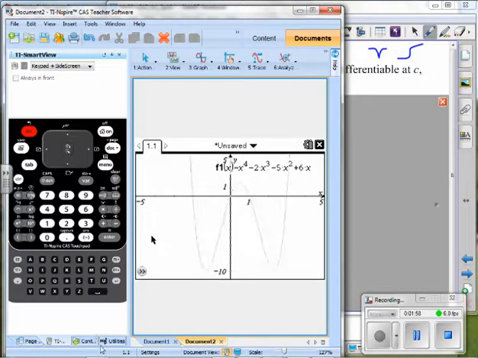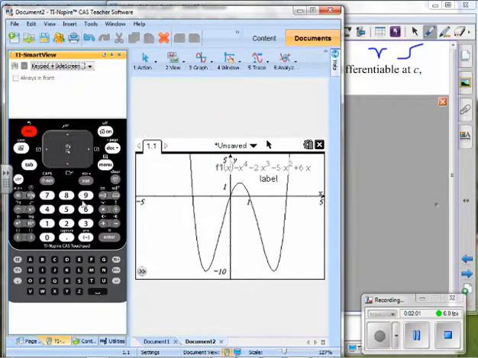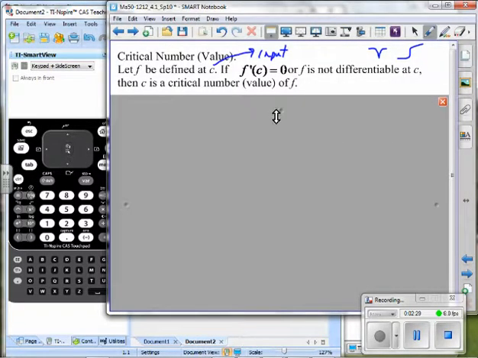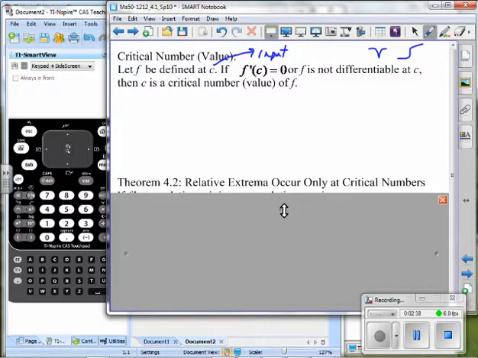Back on our graph, how many critical numbers do I have here? 3. One corresponding to the minimum, one corresponding to the maximum, one corresponding to this minimum. So I have 3 critical numbers. The critical numbers are input values. What would be the input values? Well, what's the input value at this point? What's the input value at this point? And what's the input value at this point? Okay. So the critical numbers are what we are considering as what makes the derivative 0 or undefined. Relative extrema occur only at critical numbers.